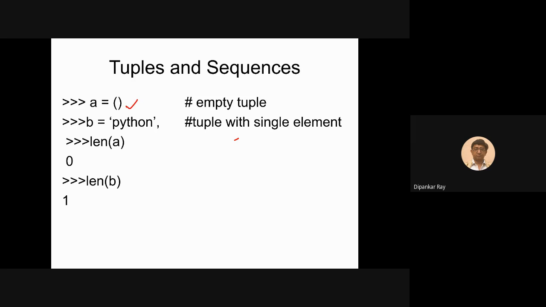Here the length in Python is one, because it's a single element. That's why I've given the comma. Length of A is 0 or length of A is 1. So a tuple with a single element requires a comma at the end.